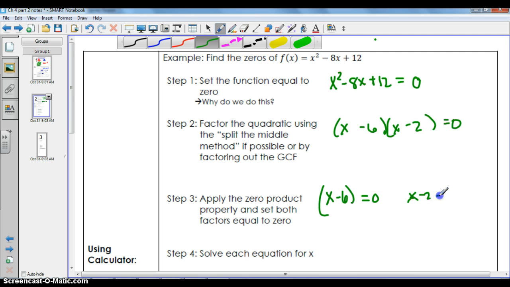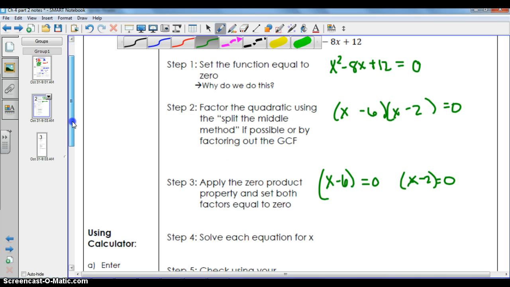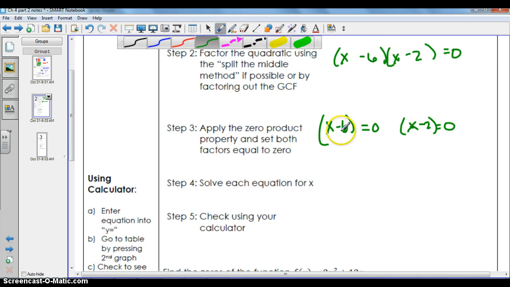Does that mean one or both could be equal to 0? And then we solve. So here I would just add 6 to both sides, and x equals 6. Here I would add 2 to both sides, so x equals 2. And then we can check using the calculator.